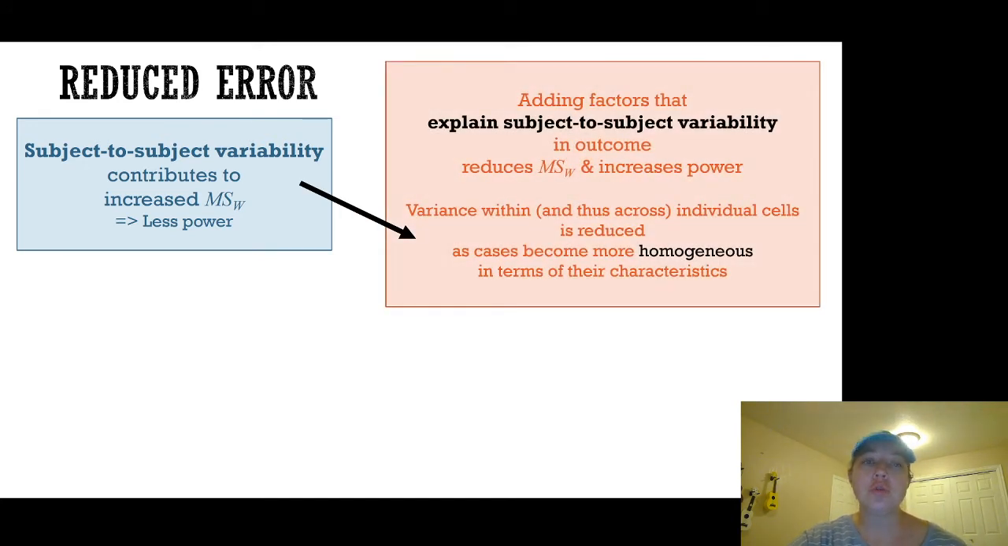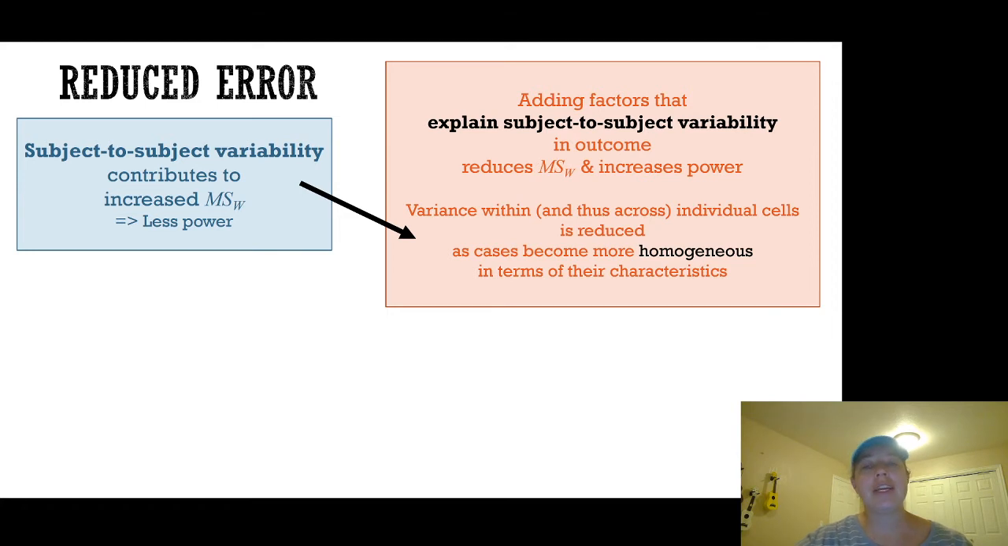Another way to reduce the within-person or within-group or within-cell variability is by adding additional factors to our model, as long as those factors explain subject-to-subject variability. So in our initial example here, we wanted to know, does the new teaching or the old teaching method have an effect? Well, is it reasonable to think that the effectiveness of the teaching method depends on the sex of the person? Maybe one is preferred by another.